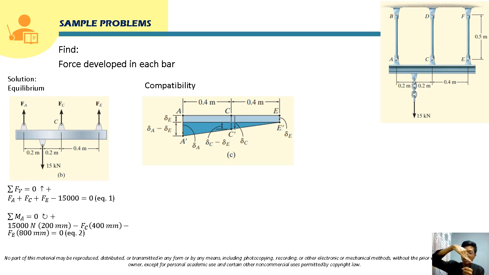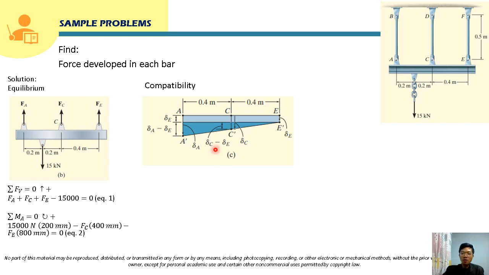So again, class, upon application of the 15 kilonewton load, the bar will be displaced this way, right? This displacement will represent the deformation that will happen in bar AB. And this displacement represents the deformation that will happen at member CD. And also this displacement will represent the deformation that will happen in this bar EF.